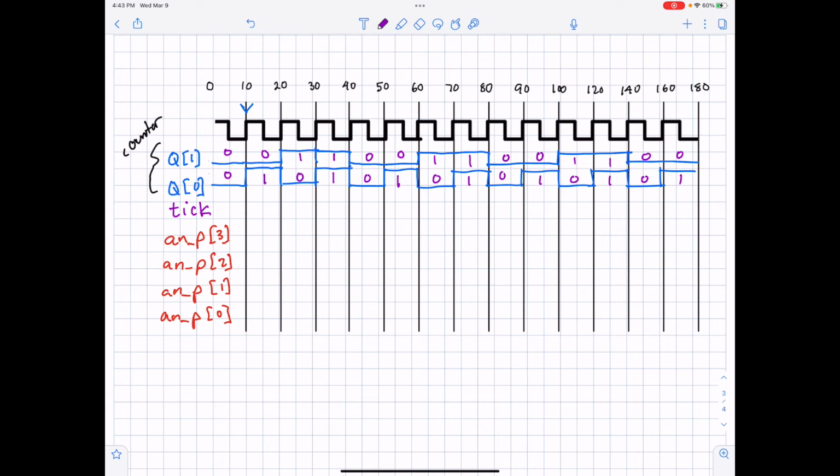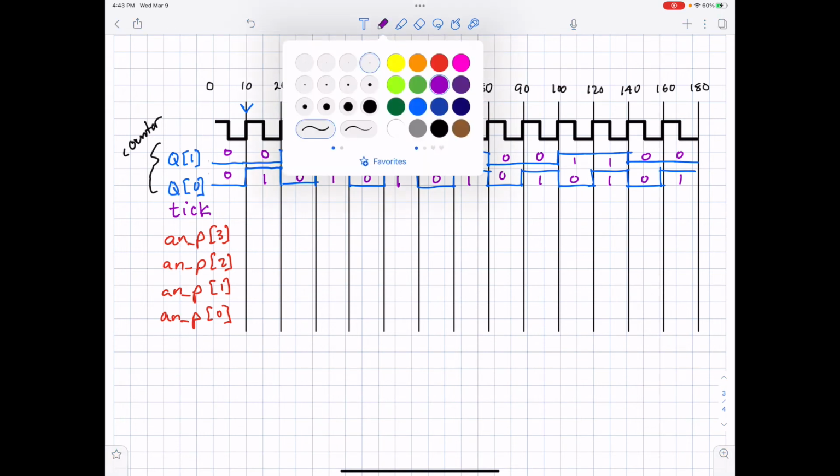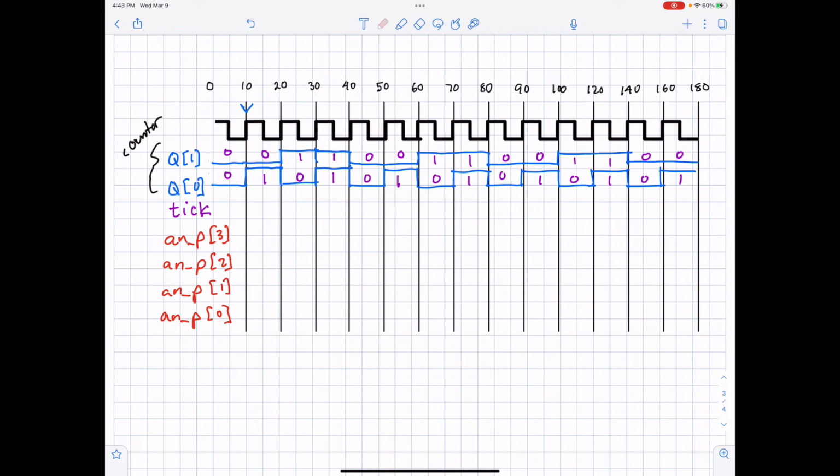All right, now let's look at what happens to the tick signal. All right, let's put that in red. Now let's make it purple. Okay, the tick signal is going to be 1 when both Q1 and Q0 are 1. Otherwise, it's a 0. So I'm going through here. I want it in purple. Tick is a 1. Tick is a 1. Okay, so I generate the tick signal.